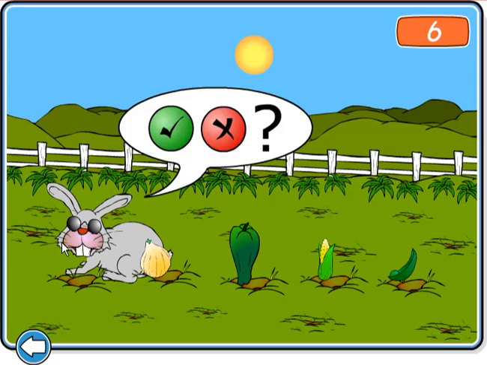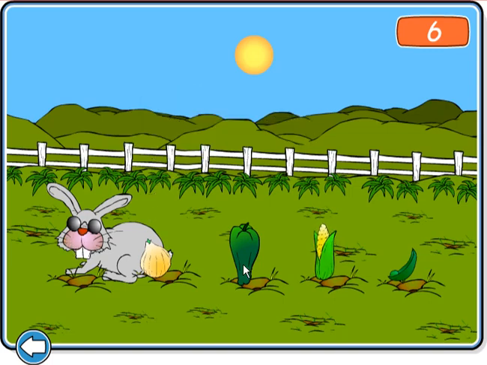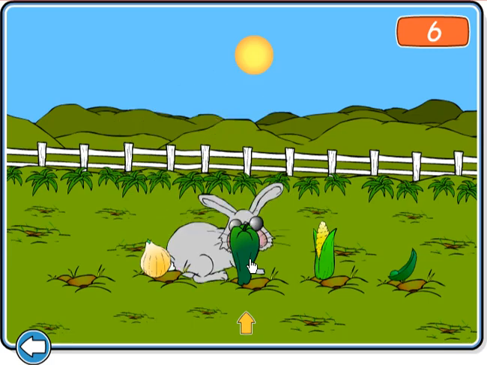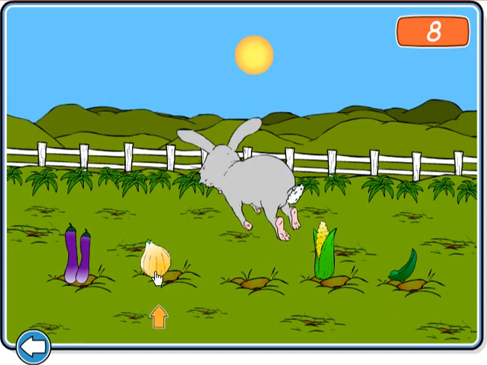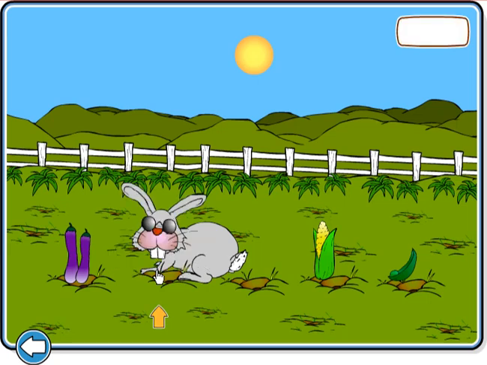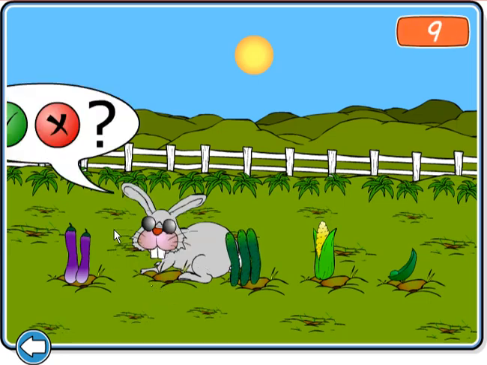Are there any green peppers? Yes, there is. There is one green pepper. Are there any green beans? No, there are not. There aren't any green beans. Are there any onions? Yes, there is. There is one onion.